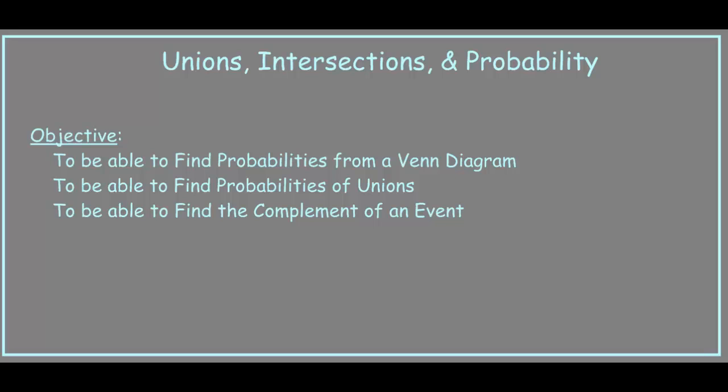Today we're going to look at unions, intersections, and probability. Our objectives are to be able to find the probabilities from a Venn diagram, to be able to find probabilities of unions, and to be able to find the complement of an event.